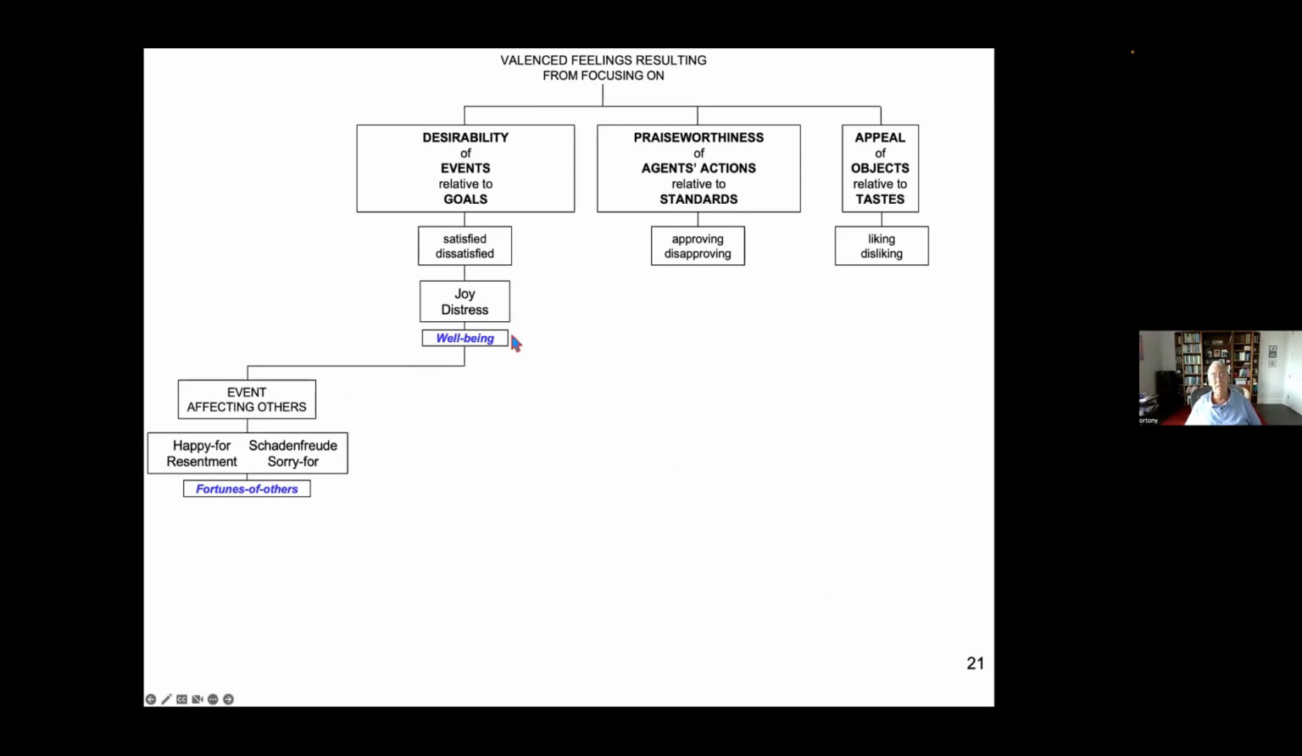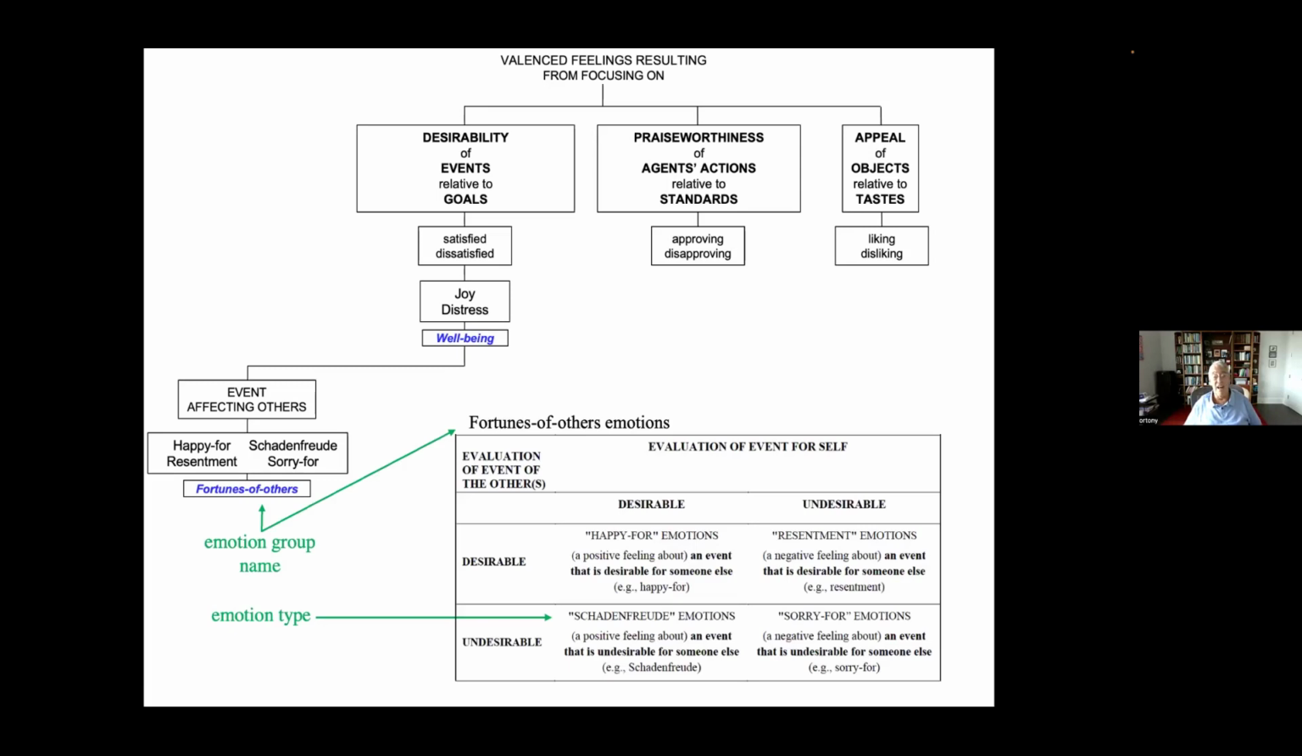We can get more specific about the kind of desirable or undesirable event. And when we do that, we might, for example, focus on events that are desirable or undesirable for us, but only insofar as they're desirable or undesirable for somebody else. And this would essentially be to further specify the kind of desirable or undesirable event. And we then would have what we call fortunes of others group, where you cross the desirability for self with the desirability for the other person.